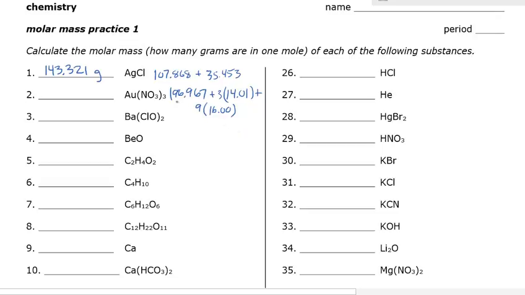Now, we need to add this up. 196.967 plus 3 nitrogens, 3 times 14.01, plus 9 oxygens, which are each 16. That's going to be a pretty big total. Let's go ahead and add that up. Take a moment with your calculator and punch those in, and pause me and see if you get the answer that I get here in a moment.